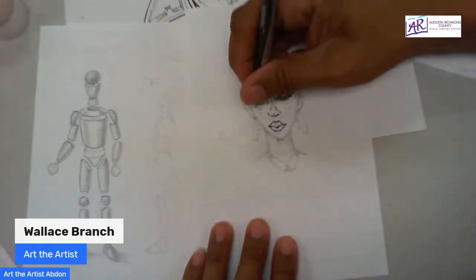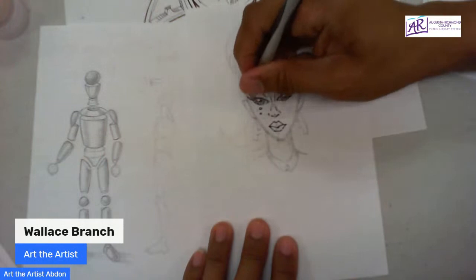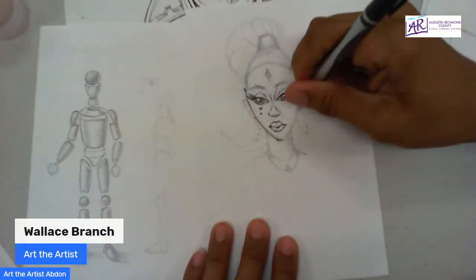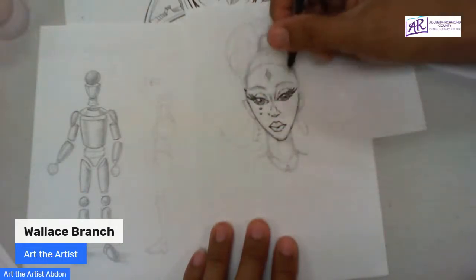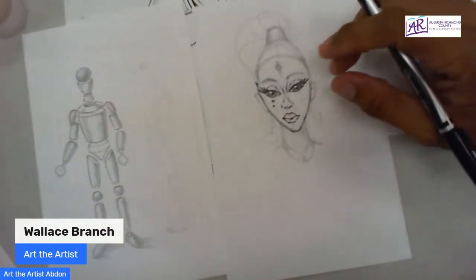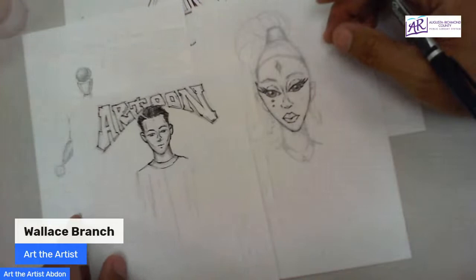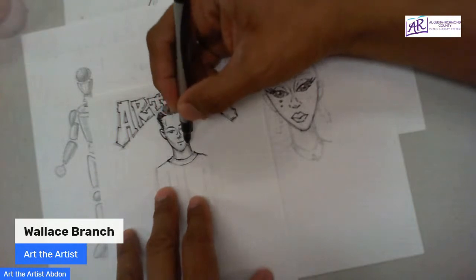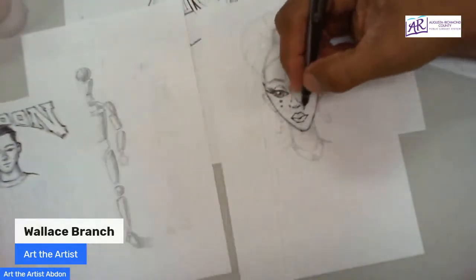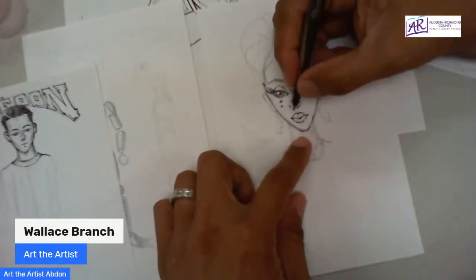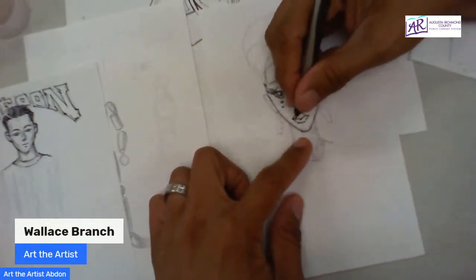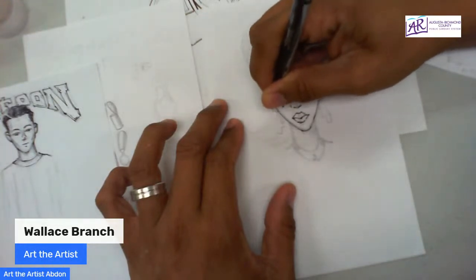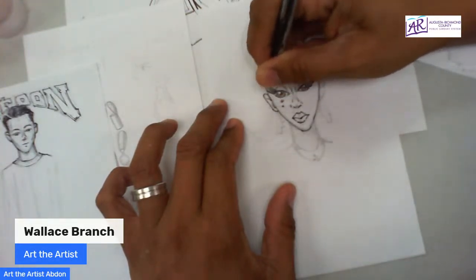Okay. Put one, two here. And then sometimes the difference with male and female characters, the male will have either more chin or maybe rounded, or female might have either pointed and closer to the bottom of her lips. Okay.